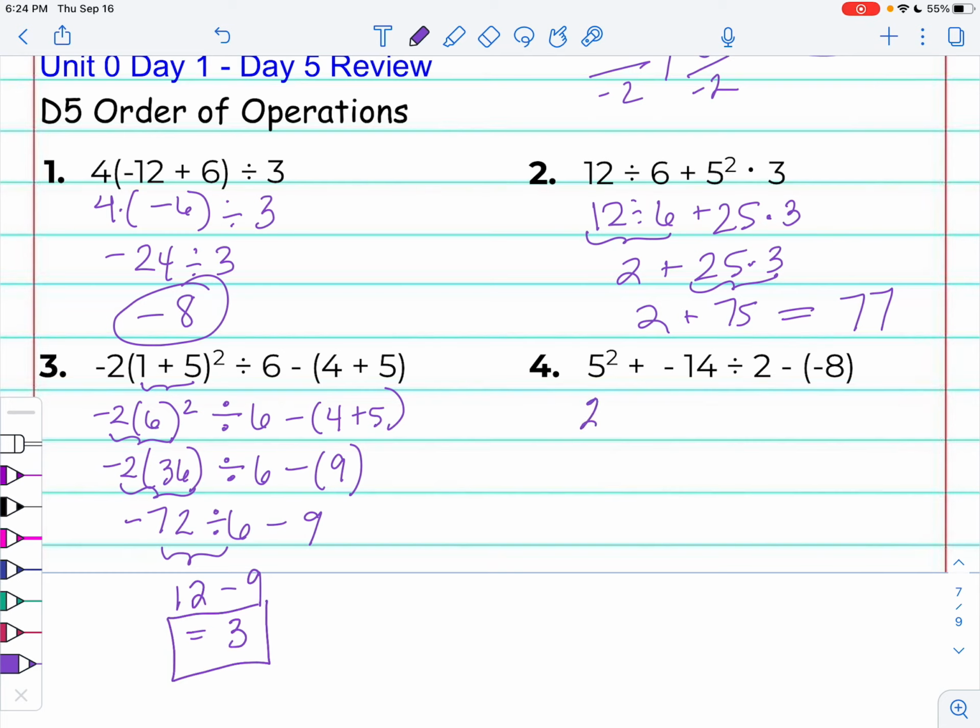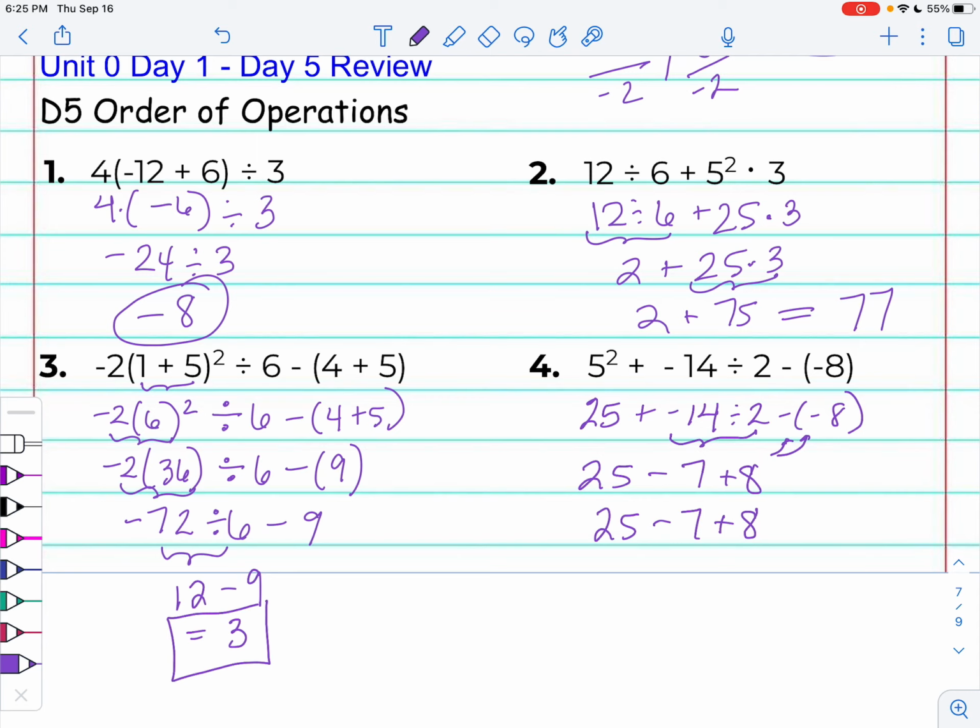And our last one, this one is 25. So that's what I did first, was the squared. Okay, then I'm going to take care of this multiply and divide part. So I've got 25. And then -14 divided by 2 is -7. And look, this one is kind of tricky, but what happens when you subtract a negative? You get a positive. So now I have 25 minus 7 plus 8.